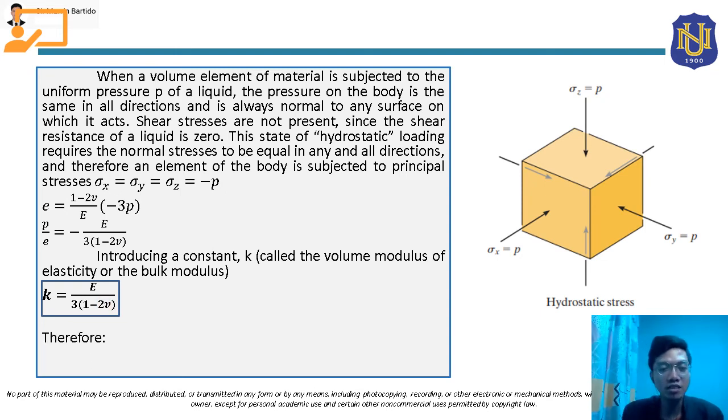Okay, and therefore, if this term is K, meaning to say, if you are going to solve for dilatation given this P, the uniform pressure P of a liquid, over K, given the bulk modulus, we can also use this formula.